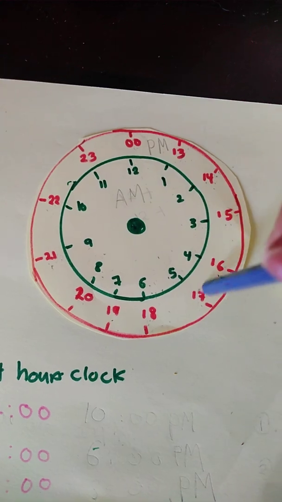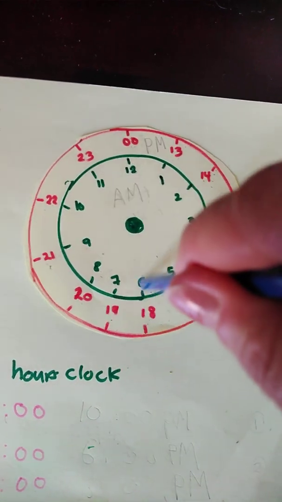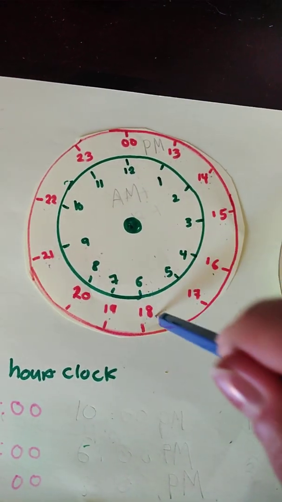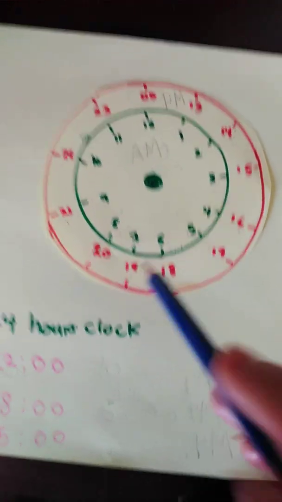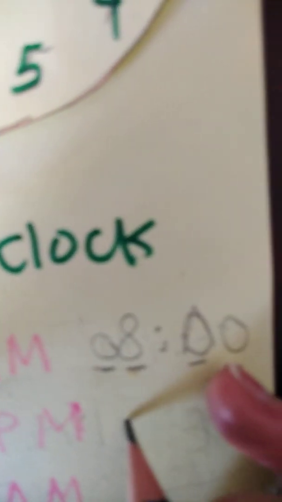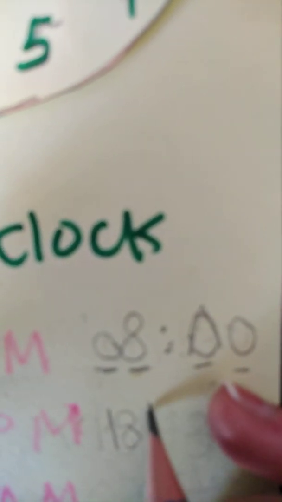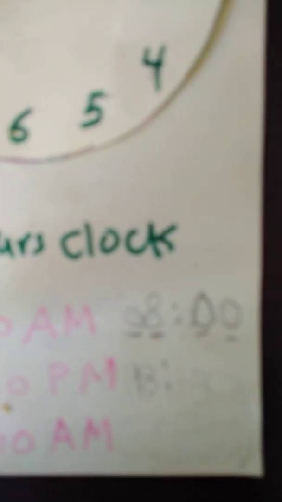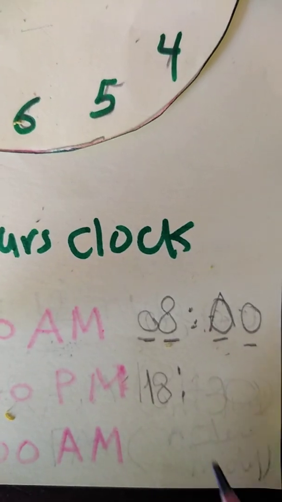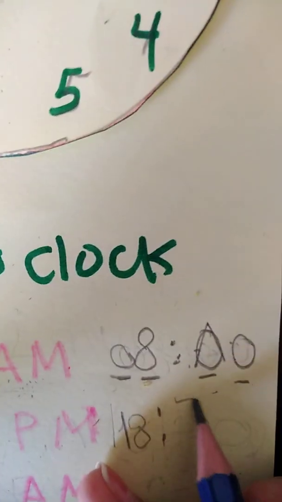6:30. I go to 6. What is the opposite to 6? It's 18. It's 18:30 then. It is 18:30. So I'm going to write 18:30. This is how we write the time.